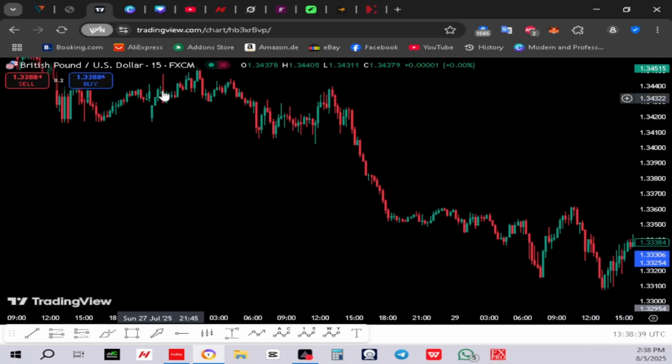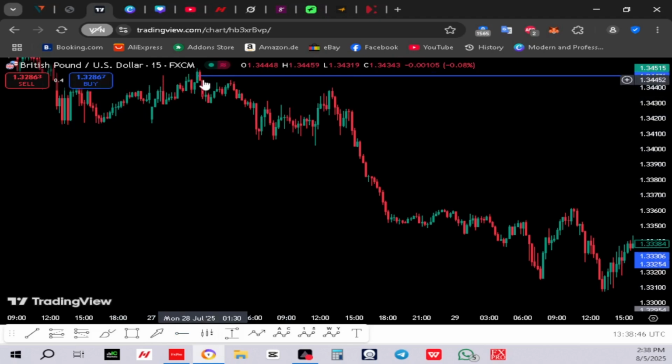So if I'm looking at this market here, what will I be looking out for? The same thing: I want to mark out my entire market structure. So I'll be identifying the major highs to lows in this market.